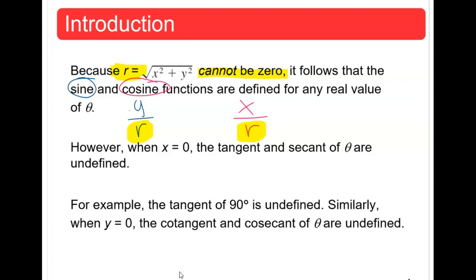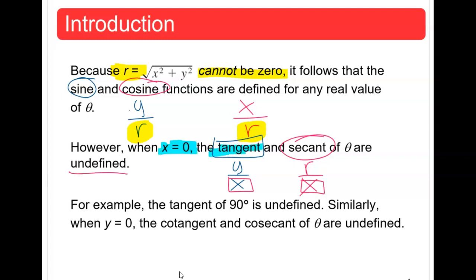every single angle. However, if x is equal to 0, then we have problems with tangent, because tangent is defined as y over x. Also secant will give us trouble as well, because secant is defined as r over x. If x is 0, then we will be dividing by 0, which is undefined. So when x is 0, tangent and secant are undefined.